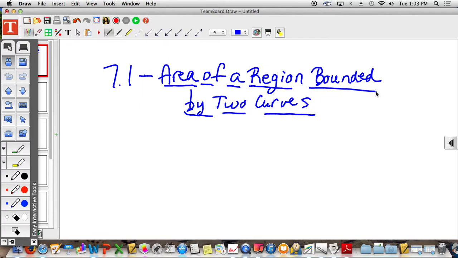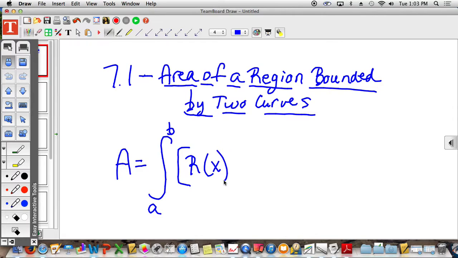There's a rule that you have to use. This is the rule. Area is equal to the integral of, and you have to have boundaries when you're doing this. We're going to take from a to b, and you need to take the integral of capital R of x minus lowercase r of x dx. I'll explain to you what all these a's and b's and r's mean in just a second, but for right now, just write it down.